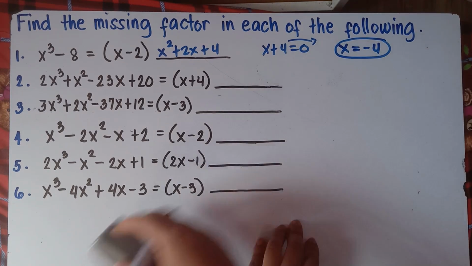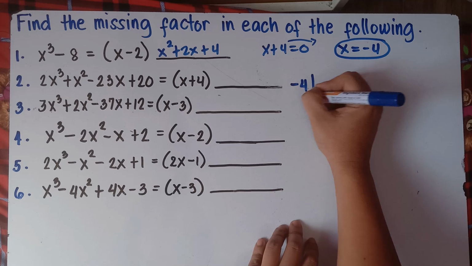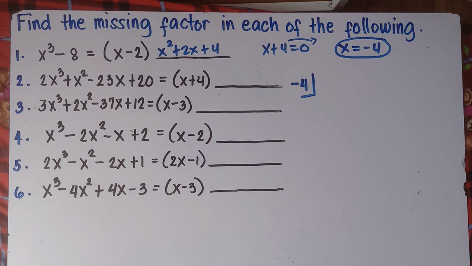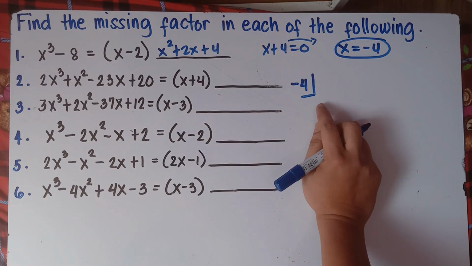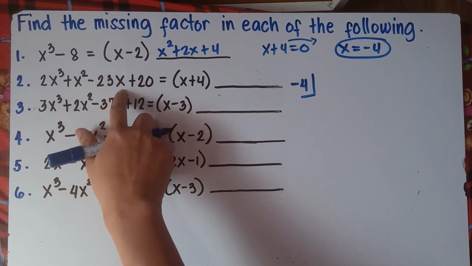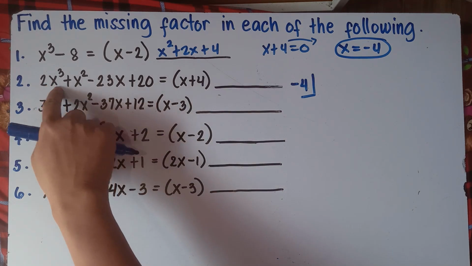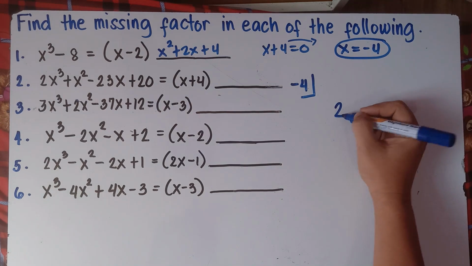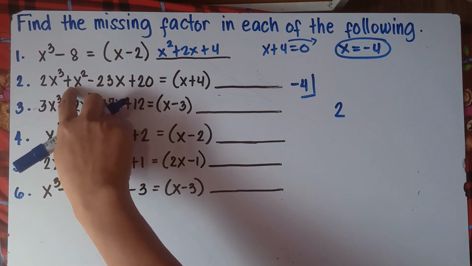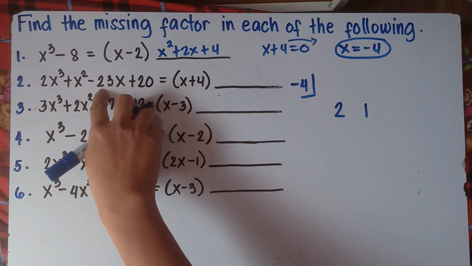So once you get negative 4, just draw a little corner here. Then write negative 4. Then you write down the numerical coefficients of this given dividend. So we have x cubed, x squared, x, then 20. So it's already been arranged. For x cubed, we have 2. For x squared, we have 1. Understood that there's 1 here, positive 1. For x is negative 23.